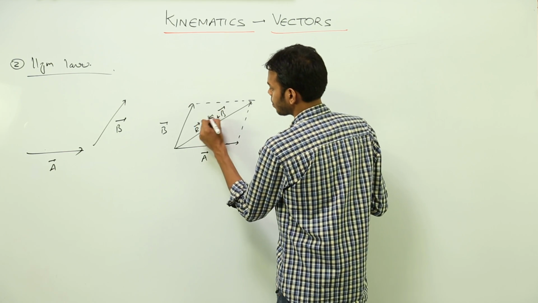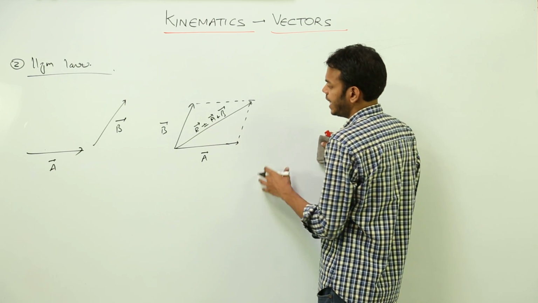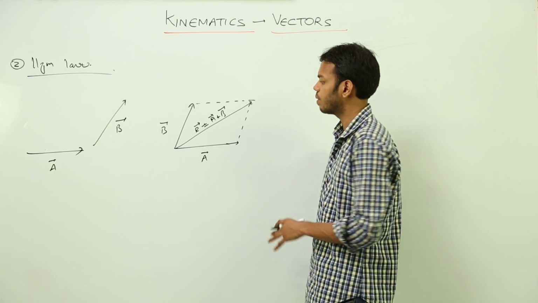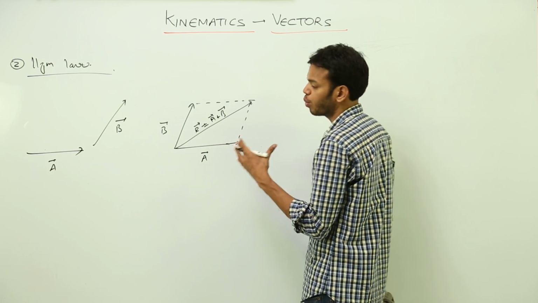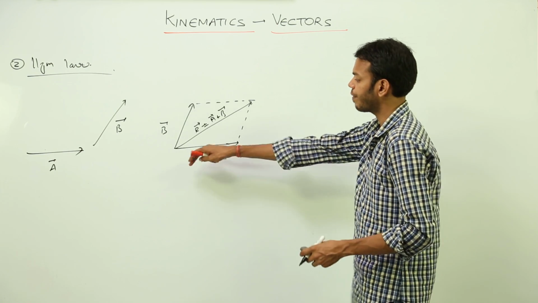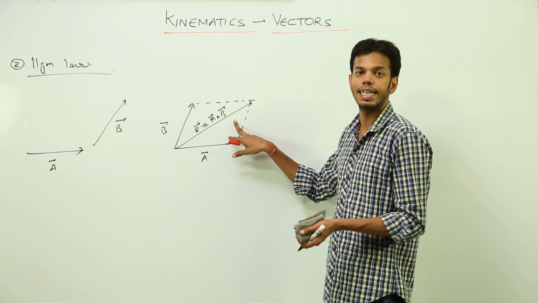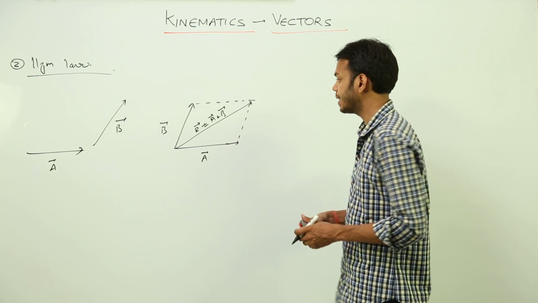This is the law. Now how do we prove it? Actually, this is the law, so we don't have to prove anything in the law. This is the law that this will be the resultant. That means whatever net effect A and B will produce, the same effect will be produced by the resultant, which is the diagonal of the parallelogram, right?